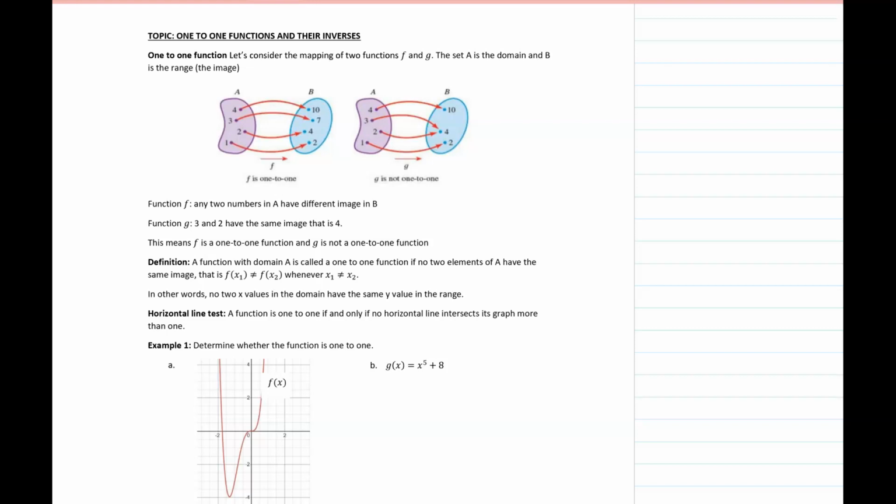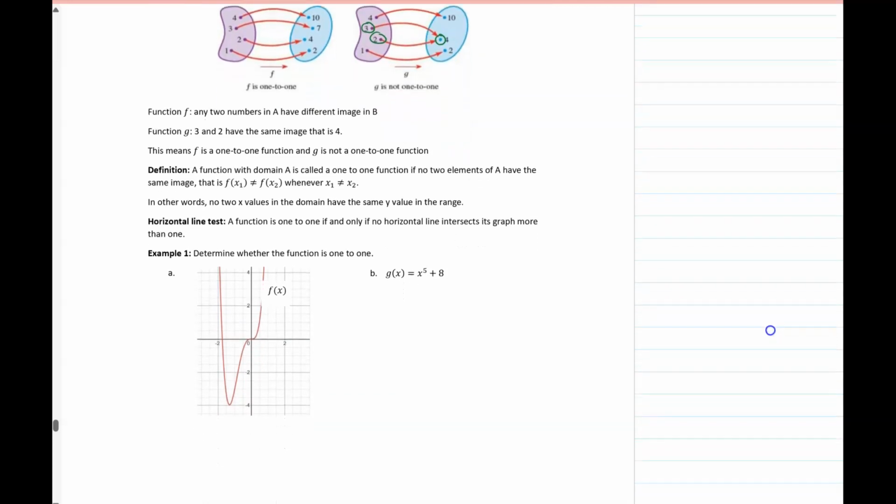One-to-one functions and their inverse. A function has an inverse if the function is one-to-one. A one-to-one function means for each output, there's only one input. For example, in this case, the output 4 has two different inputs, 3 and 2. Therefore, the function g is not one-to-one.